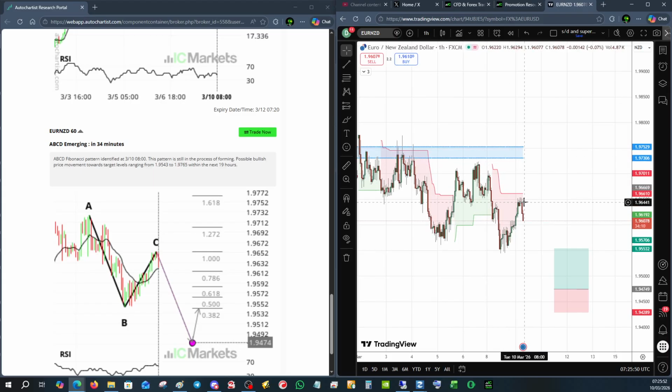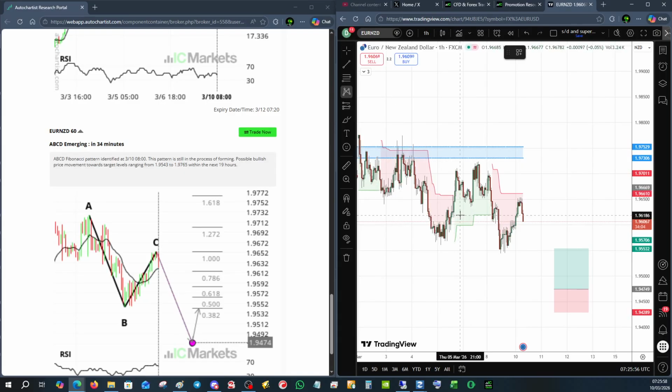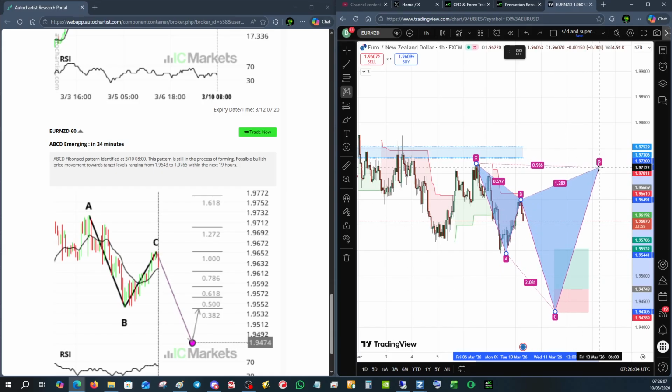A, B, C, D. So maybe I'll draw that. Yeah, that's fine. So yeah, so here, that's what they're saying. And then that, and then what will happen is it will do this. That's the completion of the D. So up here would make sense. So really, we could do that. We could have something like this.